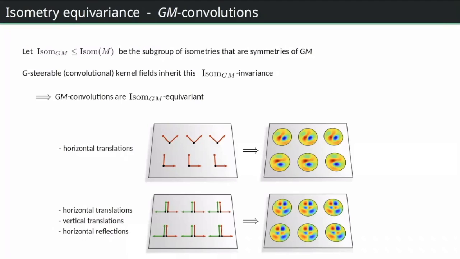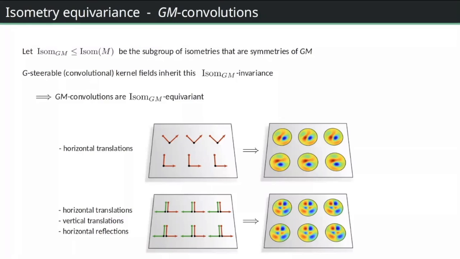Why did we look at it? If we have a G-steerable kernel, we share it relative to some frame in this G structure, right? And then we get these frame fields out. The important thing to note is that this kernel field by construction inherits this symmetry. So if you have Isom-GM as symmetry of your G structure, you get Isom-GM as your symmetry of the kernel field which you are applying.